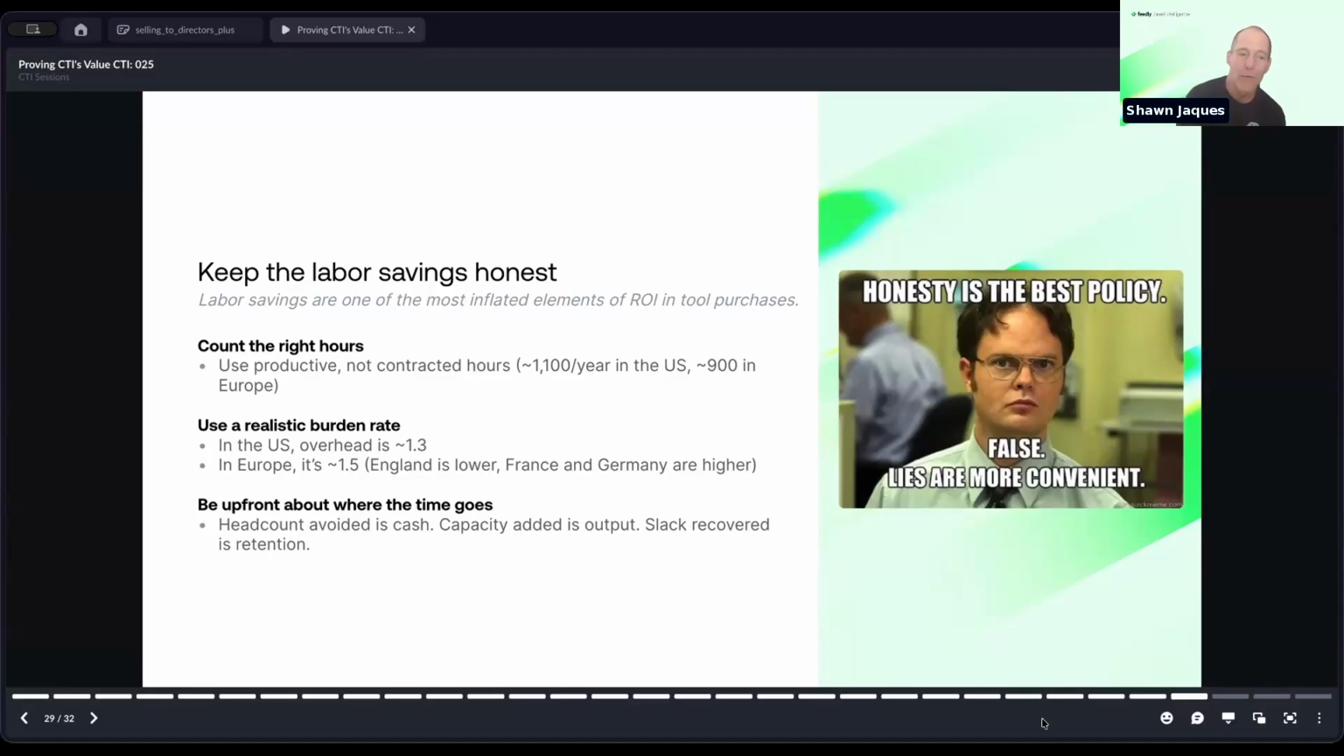And then apply a realistic burden rate. If you've got people in the US, maybe 1.3 is about right. If you've got people in Europe, it's probably about 1.5. So you're asking how much it costs to pay all the taxes you pay as an employer, and some of the health insurance and the other things you pay for. That's all part of that burden. And then again, be upfront about what kind of savings you have.